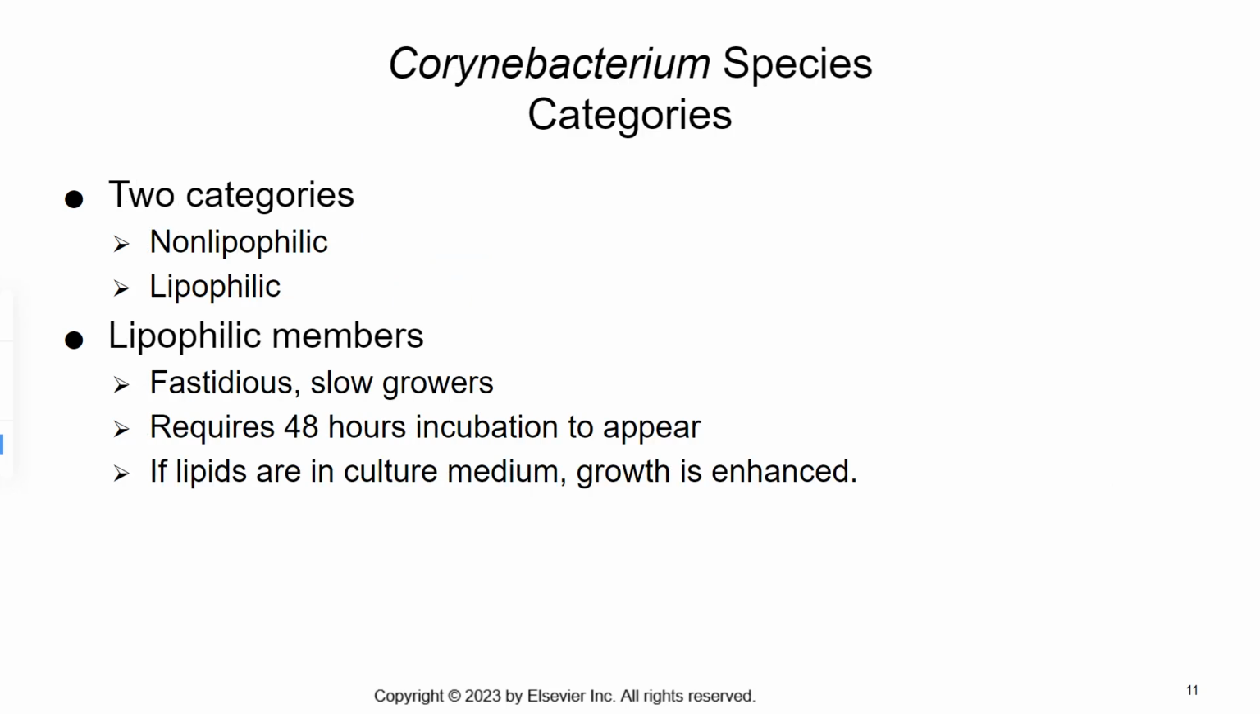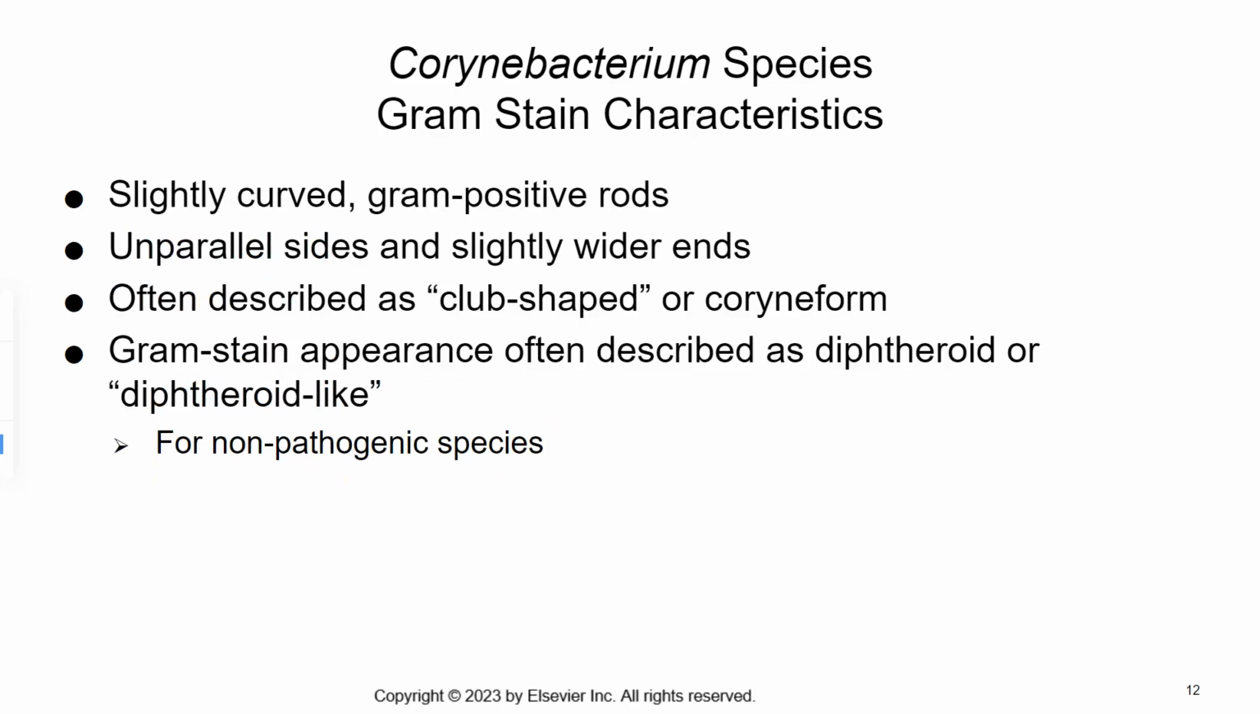There are two categories, non-lipophilic and lipophilic. Lipophilic are fastidious, slow growers. They require at least 48 hours of incubation to grow, but if lipids are in the culture medium, they grow a lot faster and their growth is enhanced. Gram-stain characteristics of Corynebacterium species: they're slightly curved gram-positive rods, with unparallel sides and slightly wider ends. They're often described as club-shaped or coryneform. The gram-stain appearance is often described as diphtheroid or diphtheroid-like for non-pathogenic species.